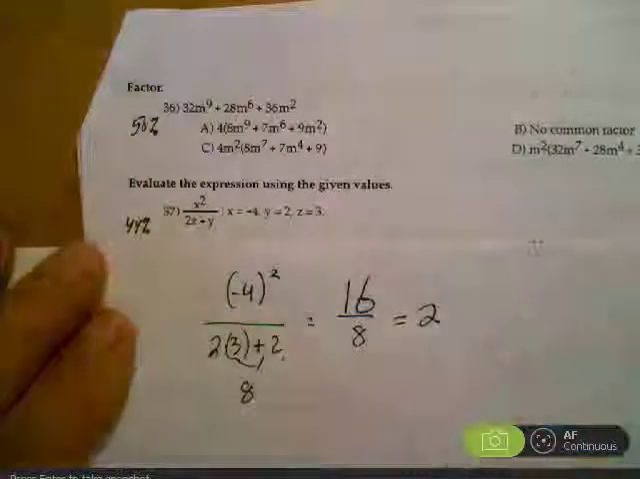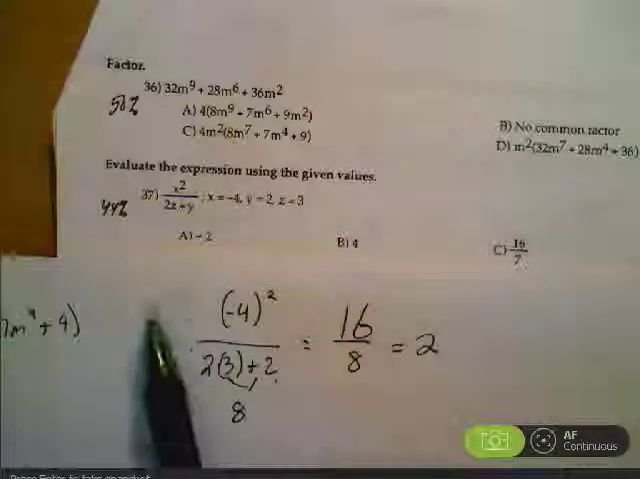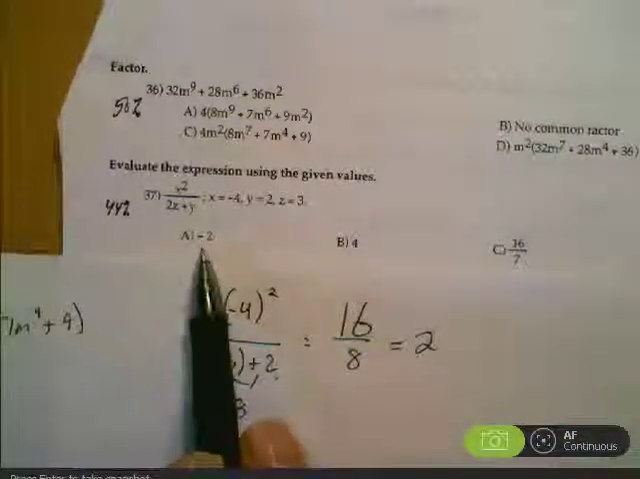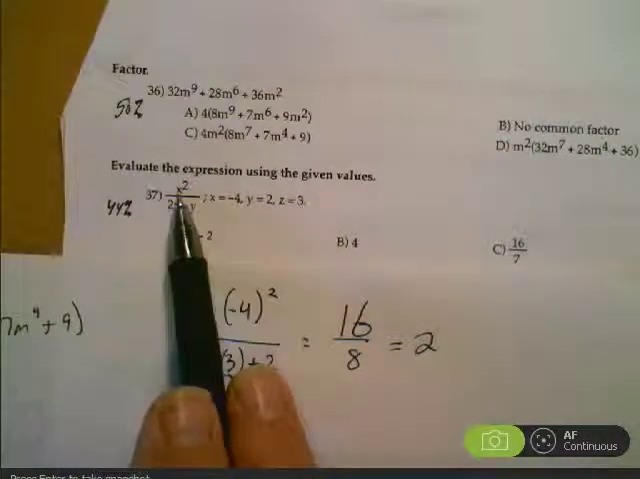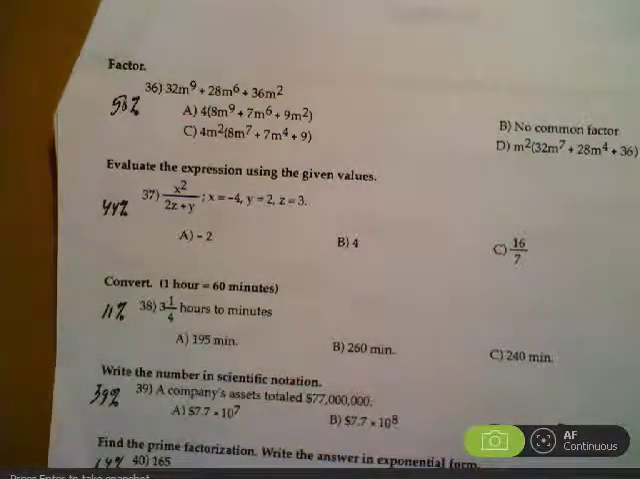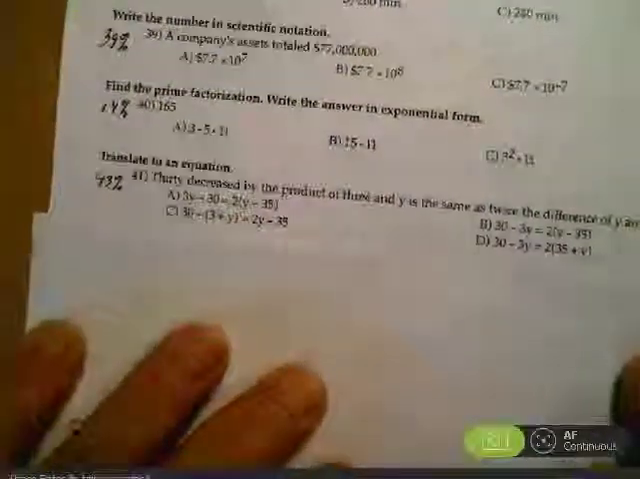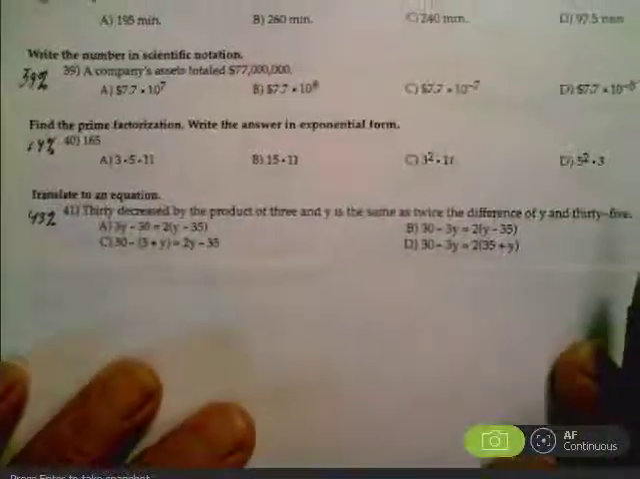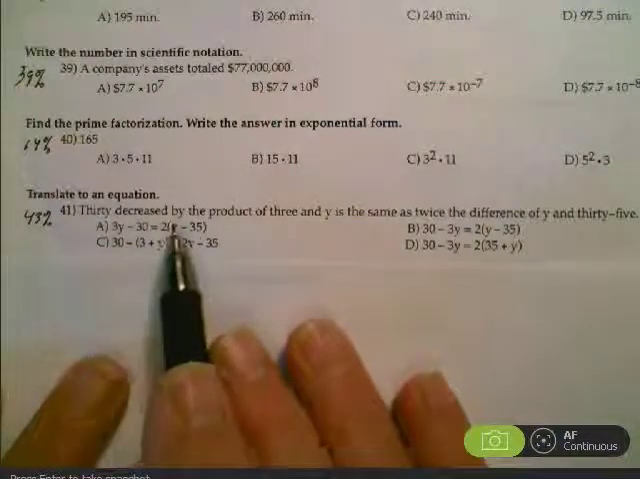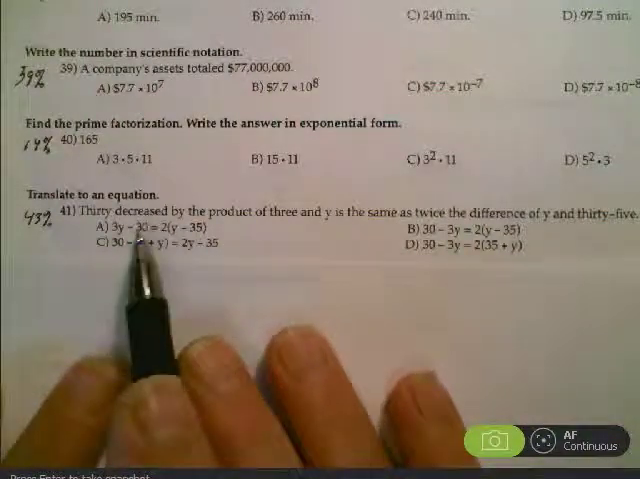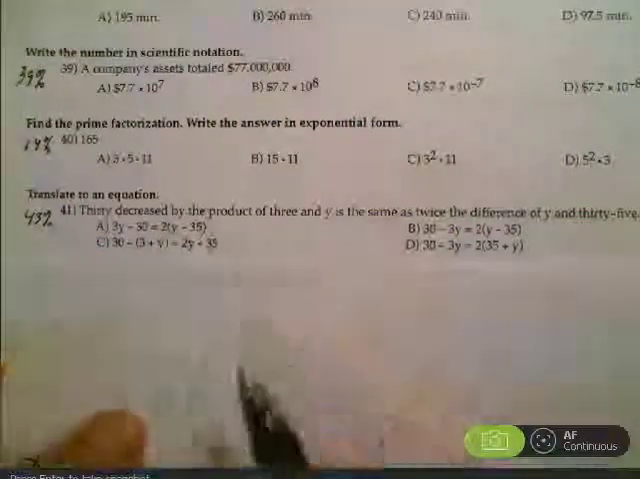My answer is 2. 44% of the people miss that. And again, a very large number of people chose negative 2, not being aware that negative 4 squared is positive 16. Again, on this page, we see that 30 decreased by the product of 3 and y. 30 decreased. And that's not subtracted from, and that's not less than. That's 30 decreased by the product of 3 and y.